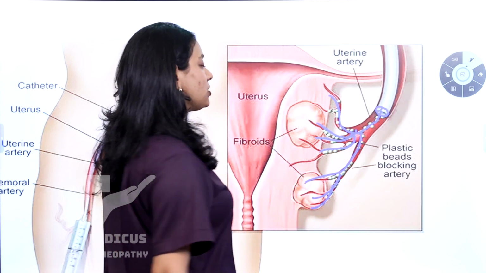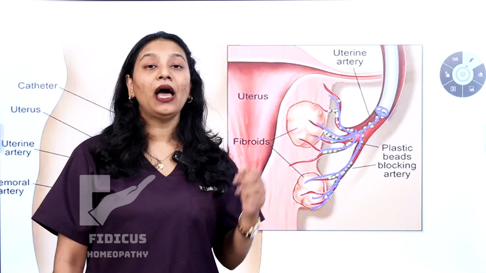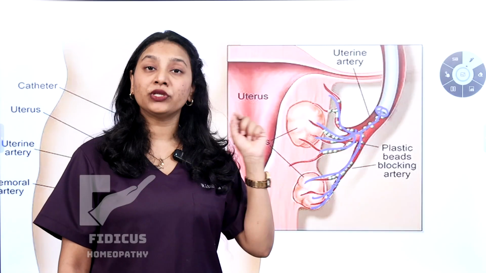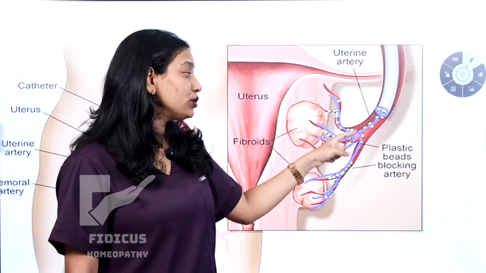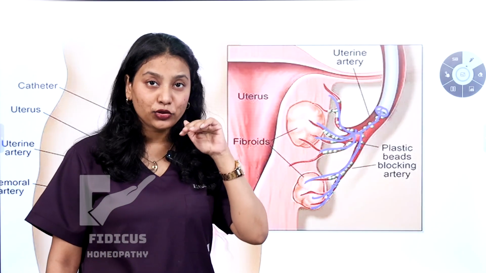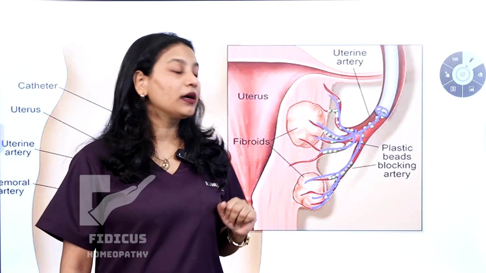So this is the procedure where there is insertion or puncture in the femoral artery, and then there is direction of this embolus or this material which is dyed or luminescent. This material is sent and directed to the uterine artery, and then from the uterine artery it is sent to the capillaries which are supplying this fibroid, and they will block the capillaries.